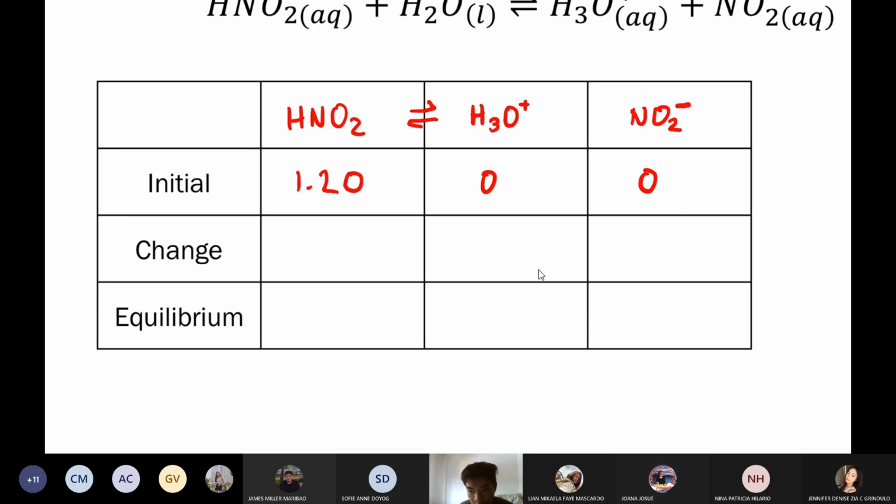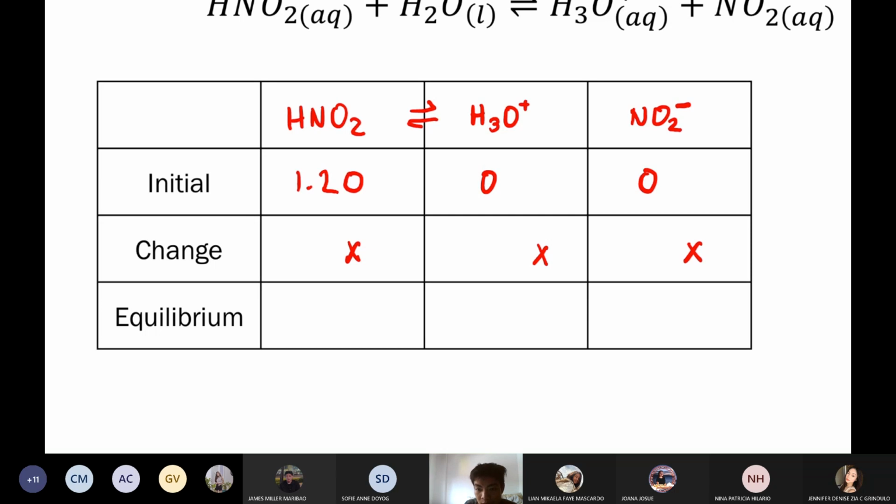How about the change? No? So sabi ng inyong lecture dito, we introduce unknown variable x. No? So ano yung unknown variable x natin? That corresponds to the change in concentration. However, the x could either be positive or negative. Paano mo malalaman kung yan ay positive o negative? By comparing the reaction quotient with the equilibrium constant.